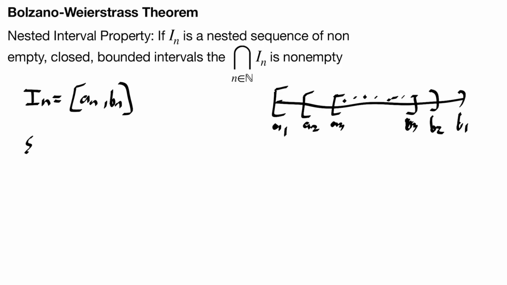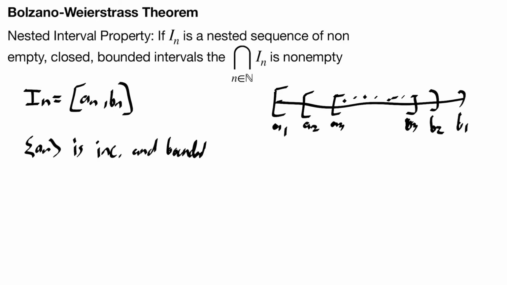And what I notice is that my sequence a_n is two things. Well, it is increasing because the a's always go in one direction. And not only is it increasing, but it's also bounded because each point has to be smaller than the b's. Because if I ever got an a larger than any of the b values, then they wouldn't be nested anymore because they wouldn't have fallen inside of the intervals that I'm talking about. So it's increasing and bounded.